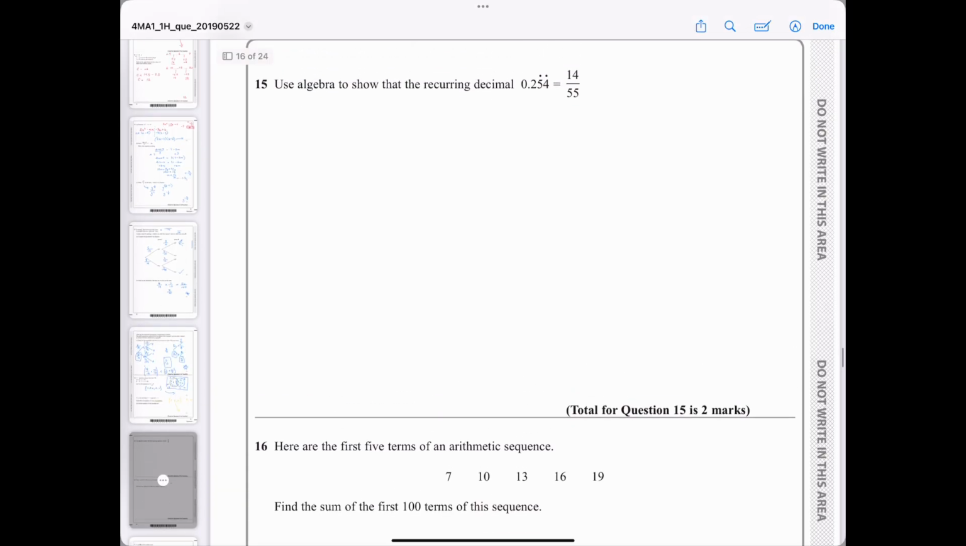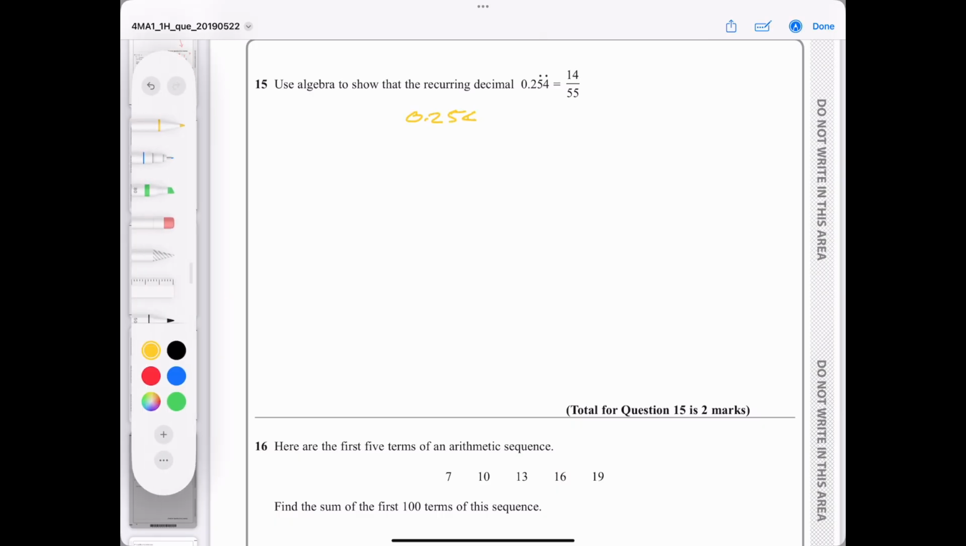It's quite nice. Right, use algebra to show the recurring decimal 0.254 with the dots on the 5 and 4 equals 14 over 55. So I always do this. So I do 0.254 and I write out what it's going to look like. So it's a repeating 5 and 4, depending on where the dots are. So that means that whatever we do, we've got to make our little algebraic equation add up so that we get rid of the 54s.